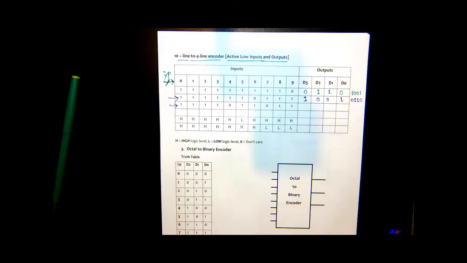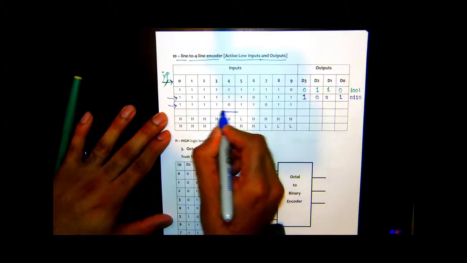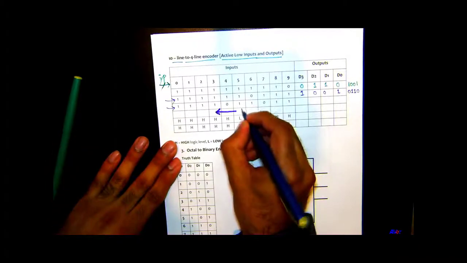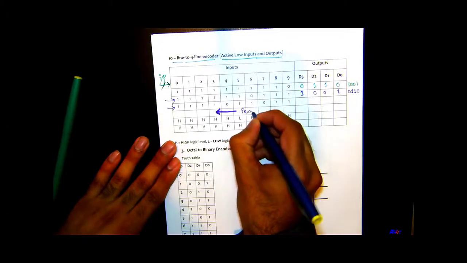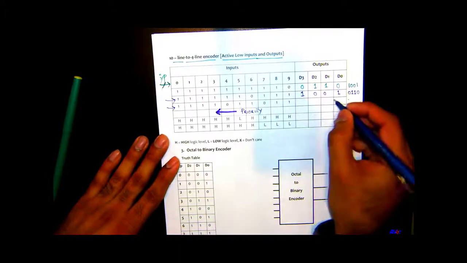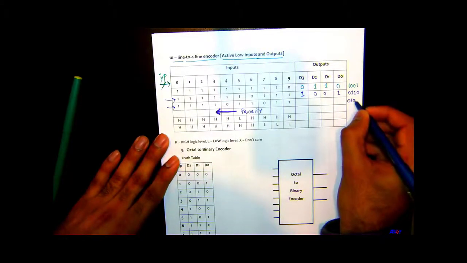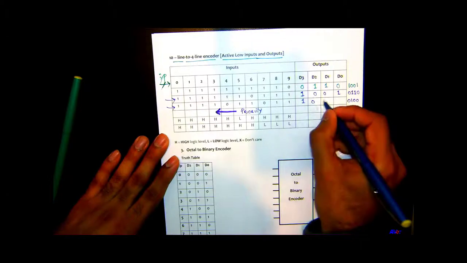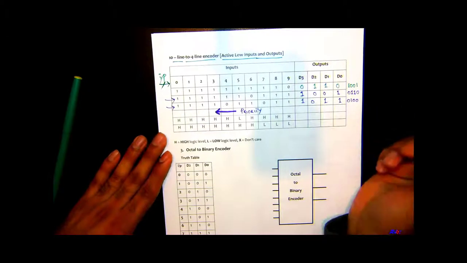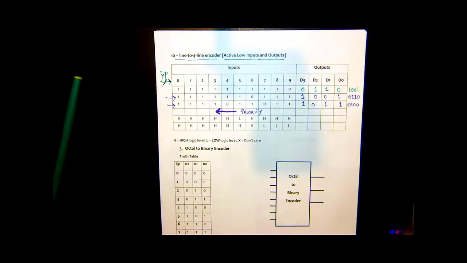What about here? Notice we got 2 zeros here, 4 and 7. What would be the output? Okay, say the priority is this way. What would be the code now? 1011. Okay, so 0100. So he said 1011, which is actually correct. Good, awesome.